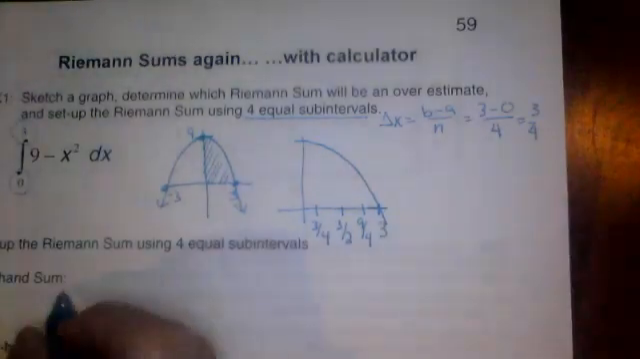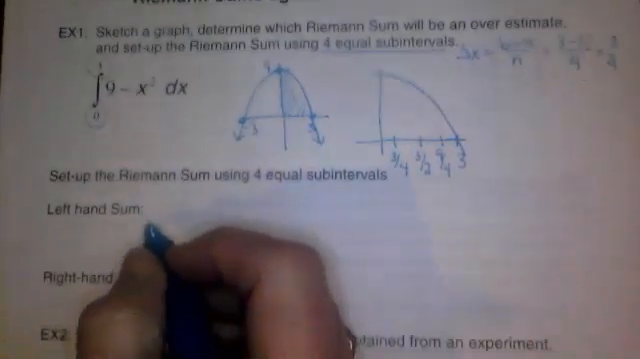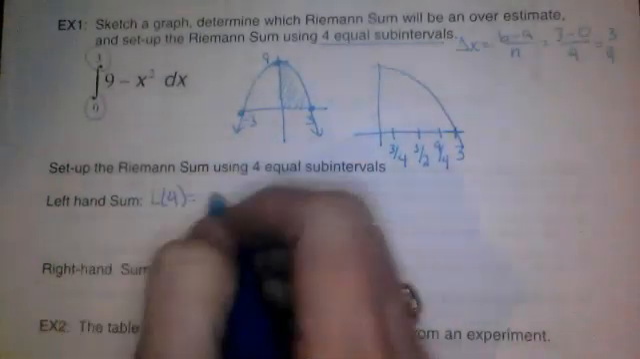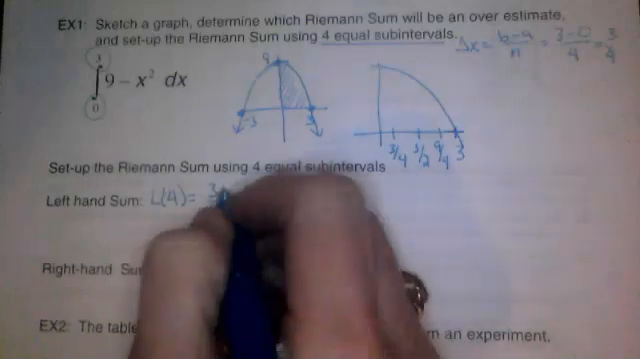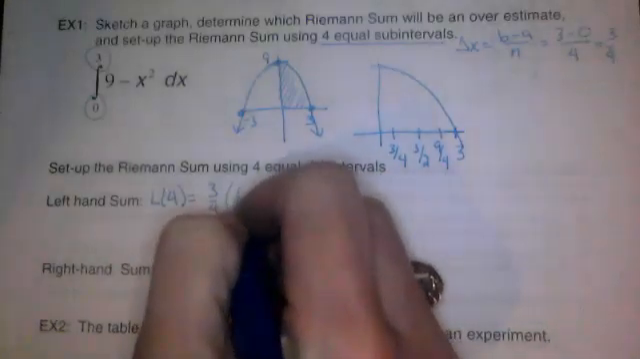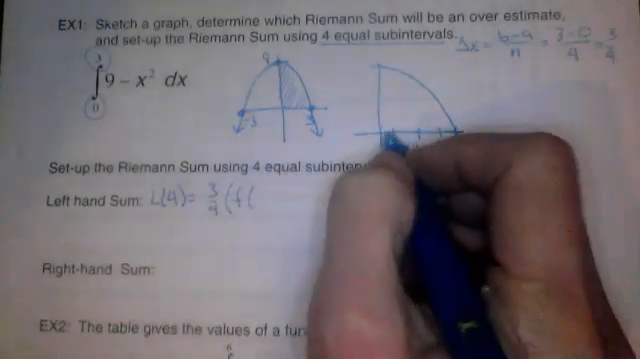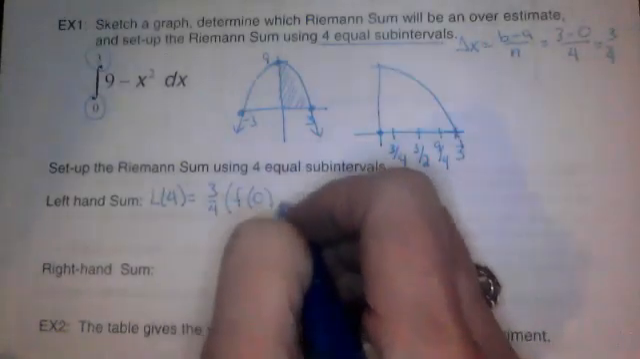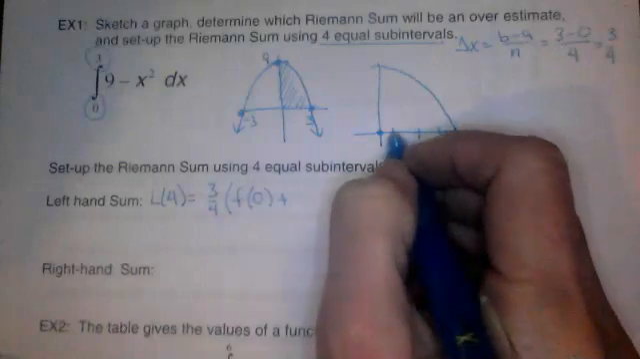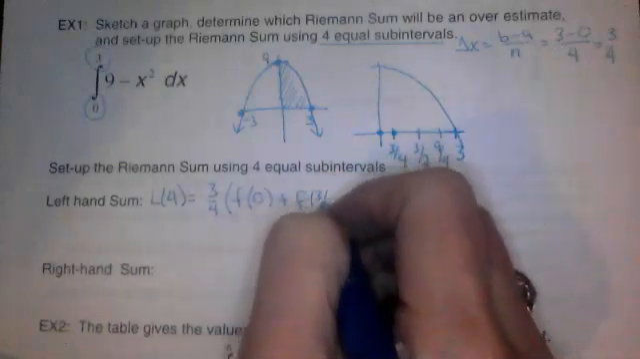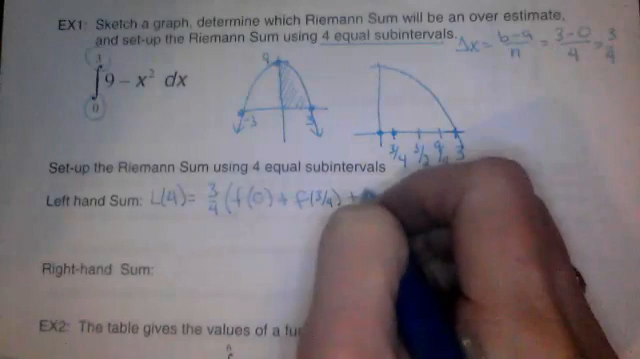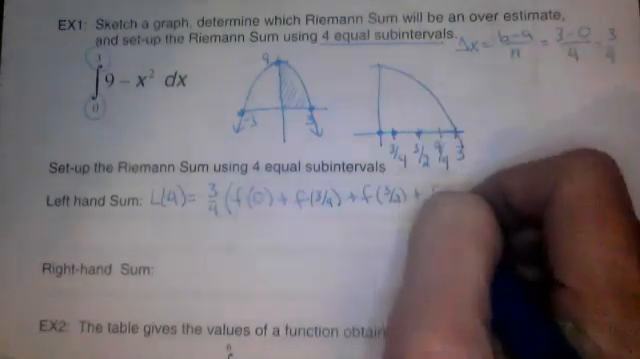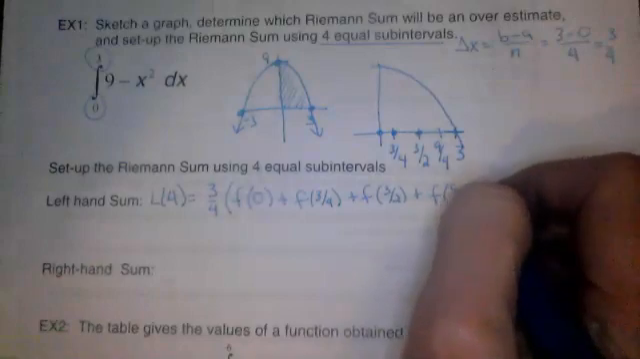Okay, so it wants us to do the left-hand sum first. So for our left-hand sum, using these 4 rectangles, we know every one of them is 3/4 of a unit wide. We're going to have f of, and then for the left, starting on the left, our first one's going to be at 0. The next one would be at 3/4. The next one at 3/2. And the last one at 9/4.